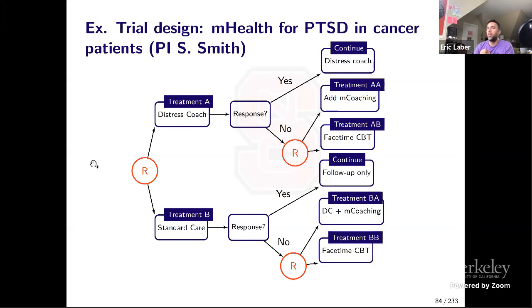So this is a sequential trial where there's multiple stages of randomization. So you can see here the schematic for the trial. So the R's are for randomization. And so patients enter the trial, they're randomized to either the distress coach or standard care. Then they're assessed for response. And I forget what response was here. Maybe it was at 6 weeks. But if they're a responder, then they just continue what they were doing. But if they're not a responder, they get randomized a second time. And you can see there's different options going through. And so every patient that completes the trial will end up in one of these terminal leaves in the tree, terminal nodes in the tree.